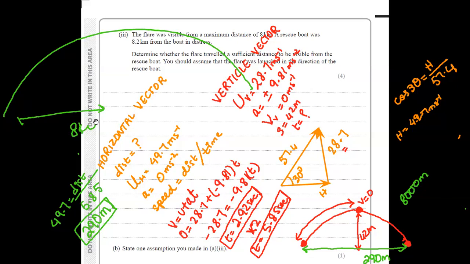Why? Because it's traveling greater than 8 kilometers. The maximum distance from which it is visible is 8 kilometers. So if my flare is going past the 8 kilometers mark, it will not be observed. My flare is most definitely traveling less than 8 kilometers. It's actually traveling 290 meters. 8 kilometers is 8,000 meters. So we can conclude, yes, this flare is going to easily be seen by the rescue boat. Making sense how we're getting the answer and how we're solving the question?